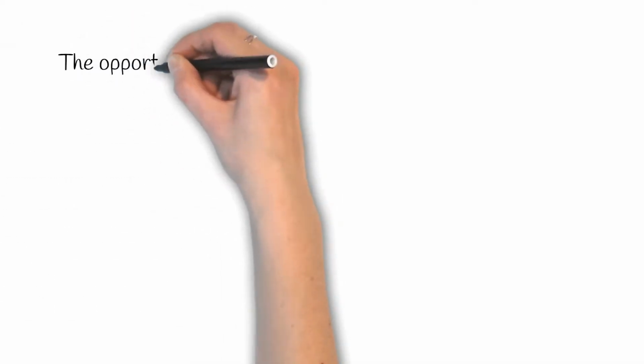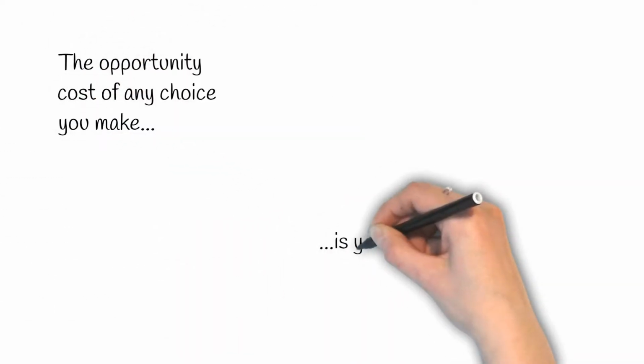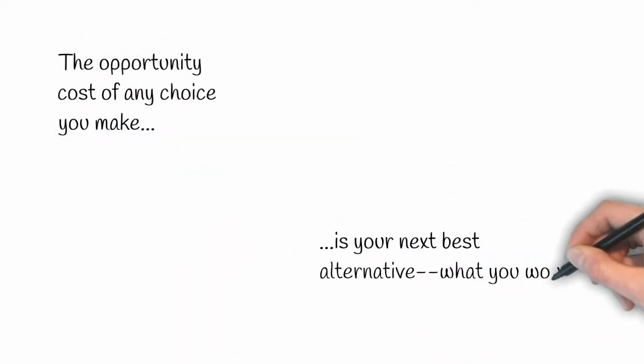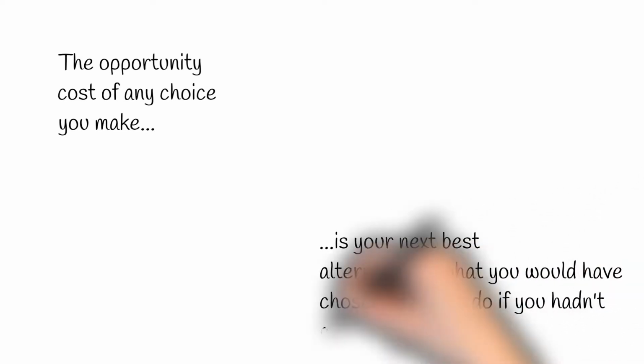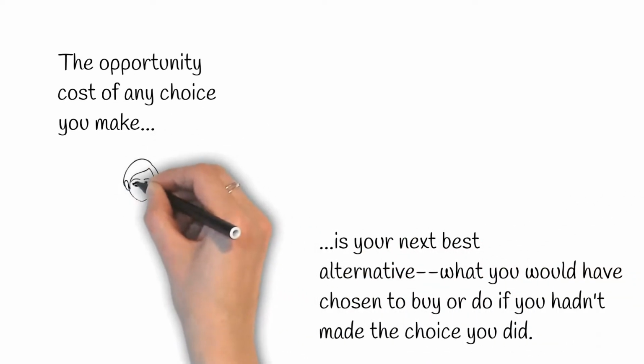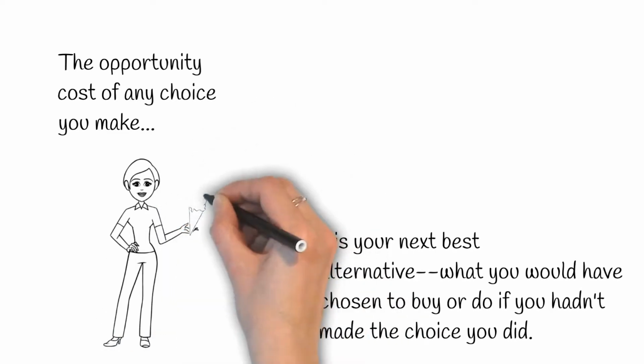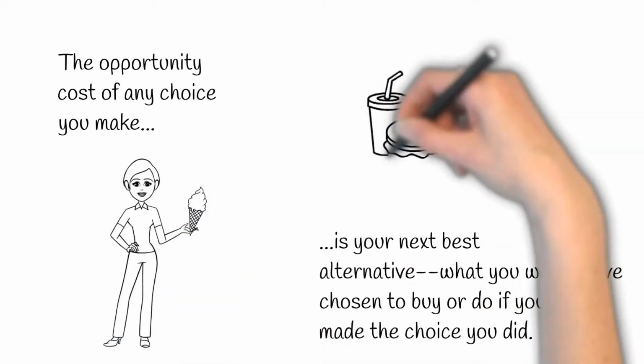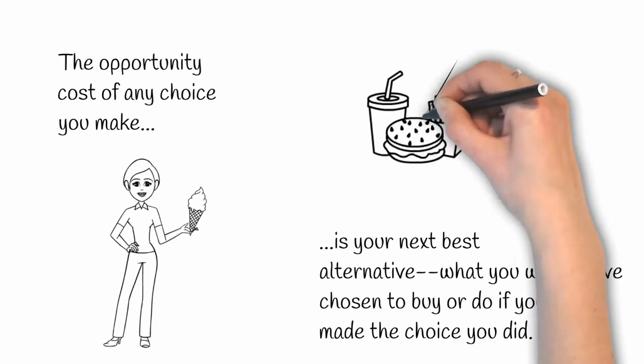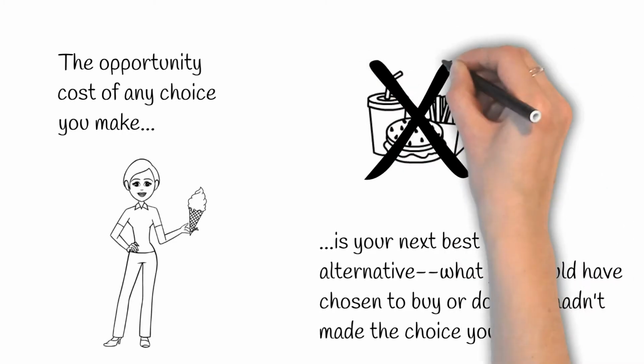Which one? The opportunity cost of any choice you make is your next best alternative, what you would have chosen to buy or do if you hadn't made the choice that you did. So if you decide for an ice cream cone, then maybe your opportunity cost is that full meal that you decided against.